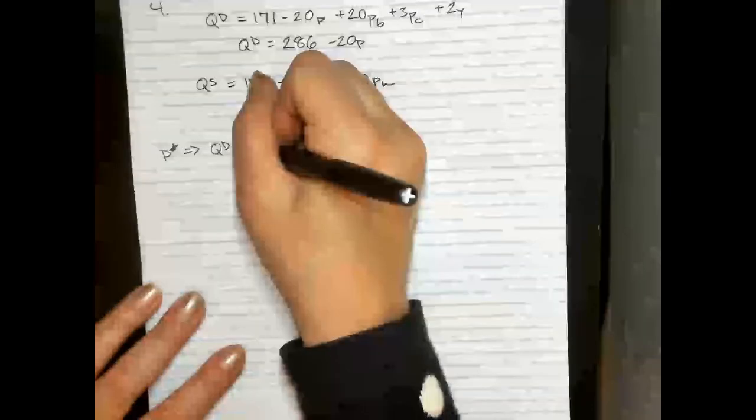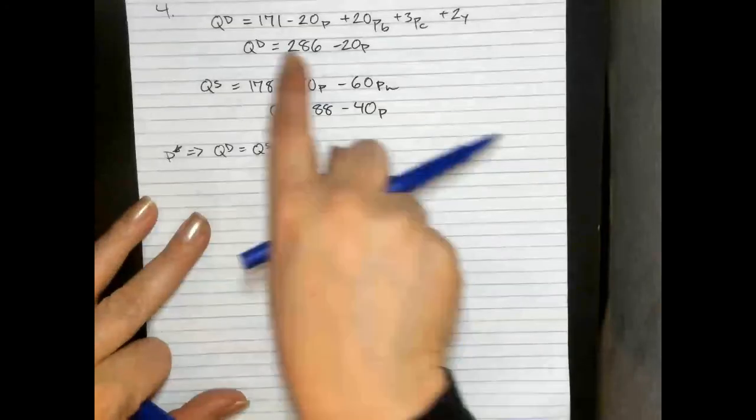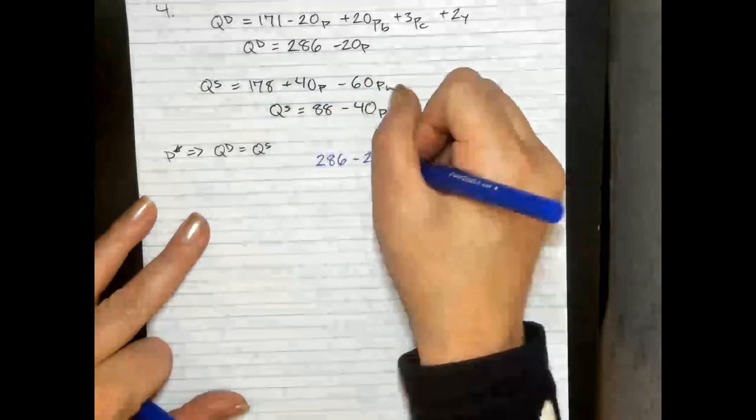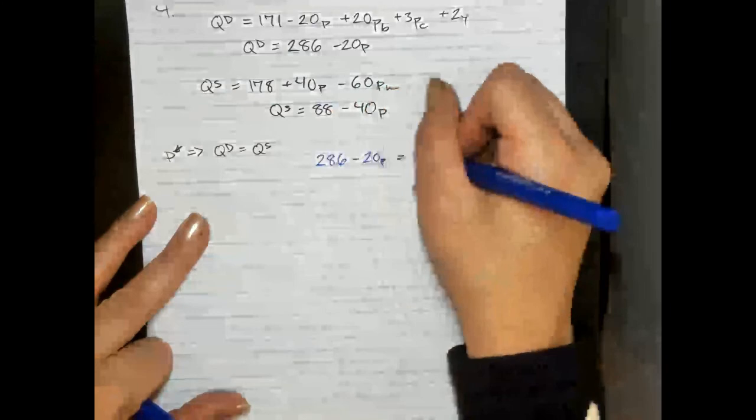plus 40p. If we want to find the equilibrium price, it's going to occur where quantity demanded is equal to quantity supplied. If we wanted to find the equilibrium quantity, we would have to find the inverse functions and then set them equal. And I'll show how to do that in just a second. But for now, let's walk through this real quick. So we want to set demand equal to supply. So 286 minus 20p equals 88 plus 40p.